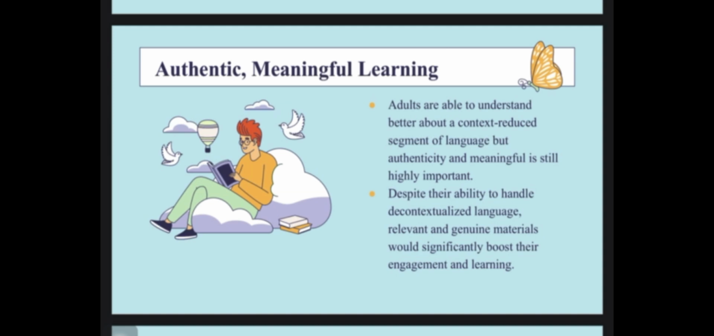Last but not least, the key area is authentic, meaningful learning. Adults want lessons that are relevant to real life. Examples include language used at work, during travel, or in community interactions. Connecting lessons to practical situations ensures learning is meaningful. In short, teaching adults requires respect, relevance, and application to real-world contexts.